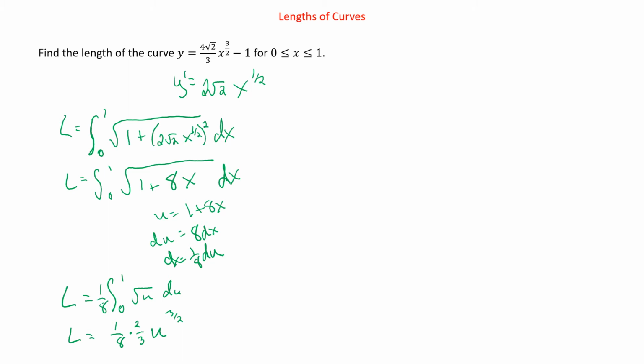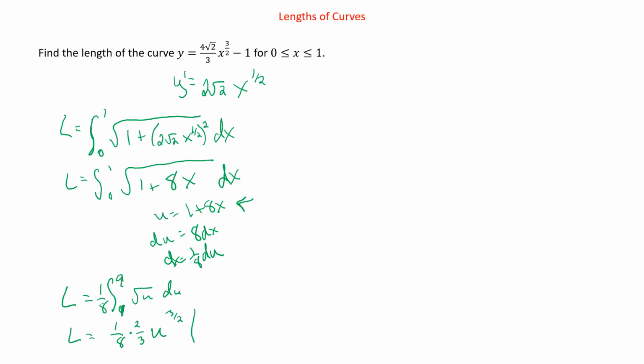And we'll be going from something to something. We'll be going from 0 to 1, but first we have to substitute back in for u. We could have plugged 0 and 1 into here to figure out what those values of u would be. We plug in 0, we get 1. We plug in 1, we get 9. So this would be from 1 to 9 if we really wanted to.